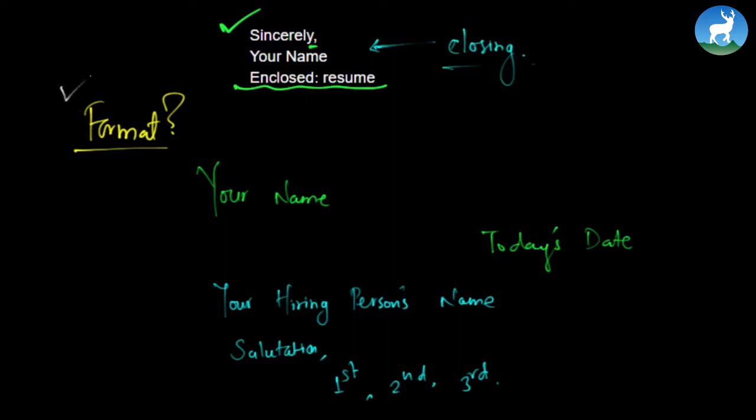So if somebody asks you, or if you want to teach somebody the basic format of a job application, this is all about it. It has your name, today's date, your hiring person's name, salutation, first paragraph, second paragraph, third paragraph, and finally the closing. Let's read a sample, right? And you'll be very clear what a job application is and how it works.